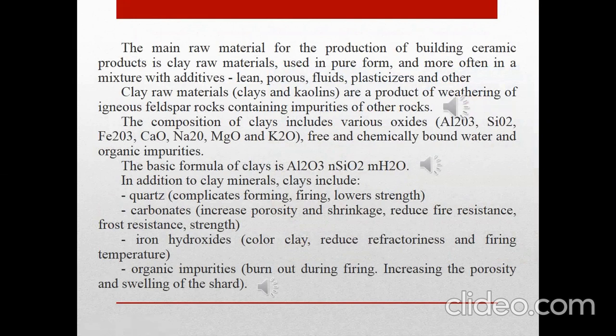The main raw material for the production of building ceramic products is clay raw materials, used in pure form, and more often in a mixture with additives: lean, porous, fluxes, plasticizers and others. Clay raw materials, clays and kaolins, are a product of weathering of igneous feldspar rocks containing impurities of other rocks. The composition of clays includes various oxides, Al2O3, SiO2, CaO, Fe2O3, Na2O, MgO and K2O, free and chemically bound water and organic impurities.